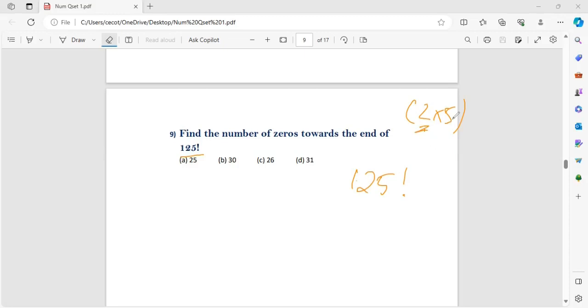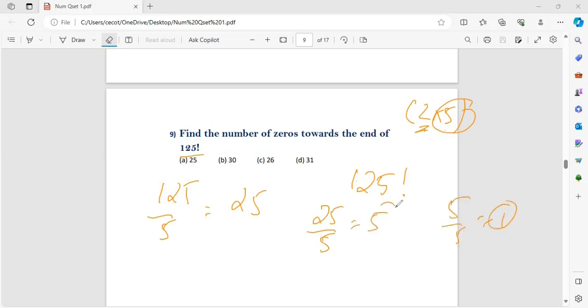So what we do is we find the highest power of 5, or let's say how many 5s are contained in this factorial, 125 factorial. So 125 by 5 will give you 25 as the quotient. So we keep on dividing till our quotient becomes less than 5. 25 by 5 will give 5 as the quotient. Now 5 by 5 will give you 1 as the quotient. Add all the quotients.